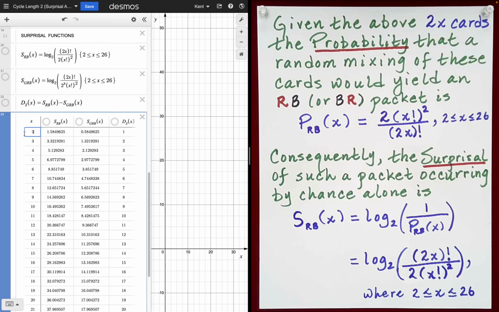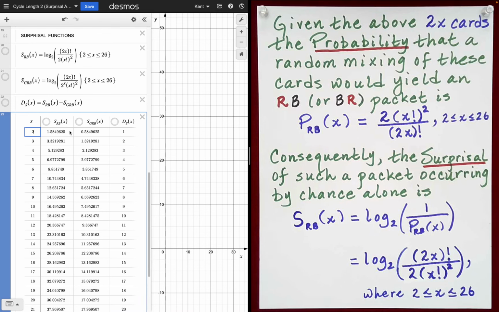So the total packet size is 4. And the surprisal associated with that packet of 4 cards, in which 2 are red and 2 are black, just mixing those 4 cards, laying them out, and finding that they alternate in color is 1.58 bits. So it's a little more likely than tossing a single fair coin, calling heads, and having it land heads up. The surprisal associated with that outcome is 1 bit.